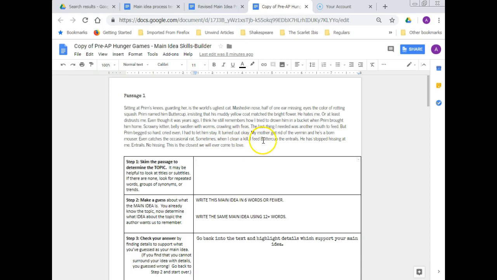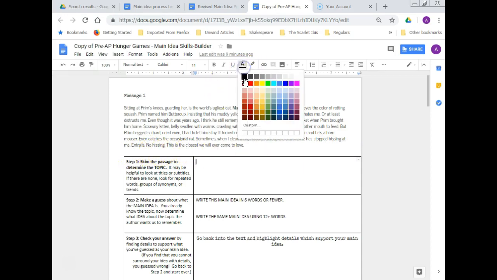It turned out okay. My mother got rid of the vermin, and he's a born mouser. Even catches the occasional rat. Sometimes when I clean a kill, I feed Buttercup the entrails. He has stopped hissing at me. Entrails, no hissing. This is the closest we will ever come to love.